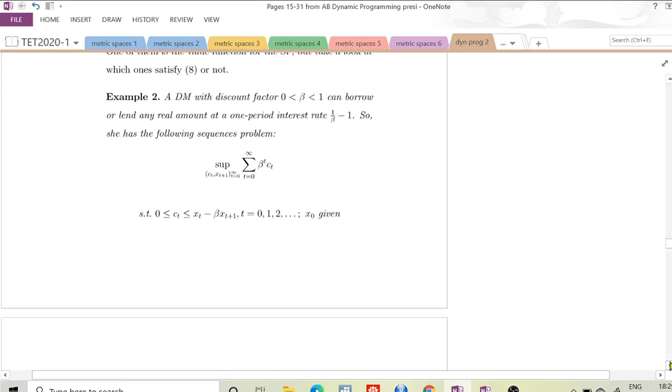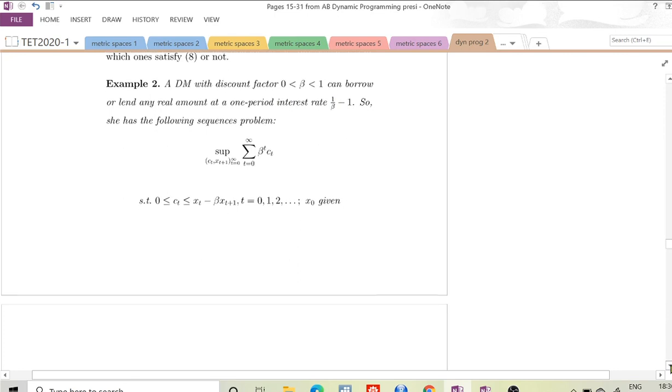So what is the example? There's a decision maker with discount factor beta strictly between 0 and 1, and the decision maker can borrow or lend any real amount at a one period interest rate which is 1 by beta. So it depends on the discount factor, but this is not something that I've pulled out of nowhere, if you do some macro, you'll agree. So the one period interest rate is 1 by beta minus 1.